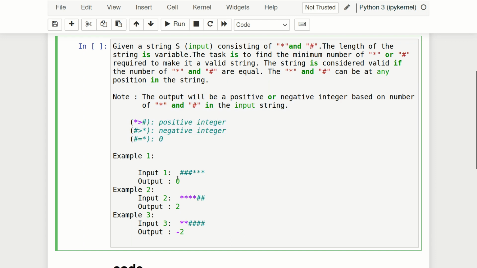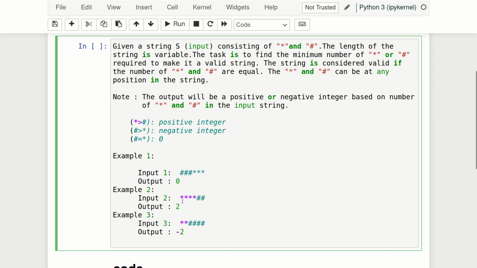So let us see a few inputs. In the first one, we have 3 star and 3 hash symbols. The question is you have to make it equal. In this case it is already equal, so it is 3 and it is 3, both are equal. So the output will be 0 because no more extra star or hash is required. So this was the first input.